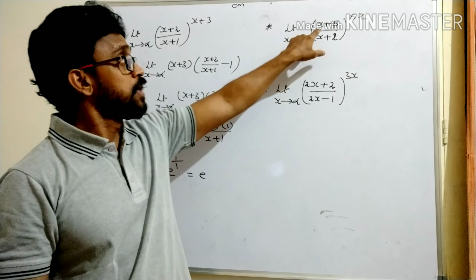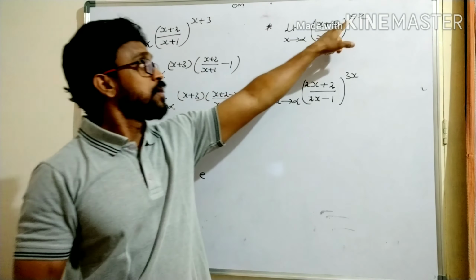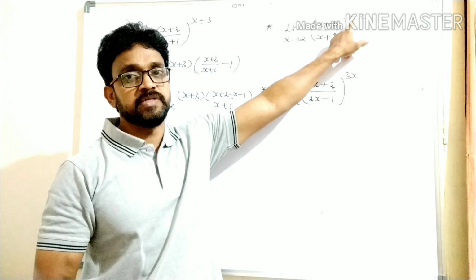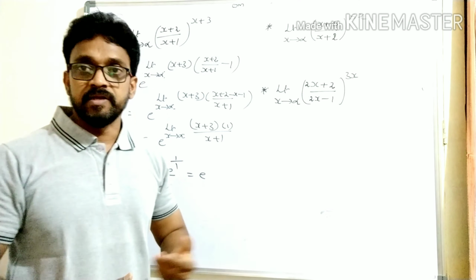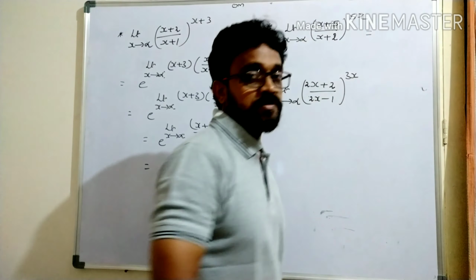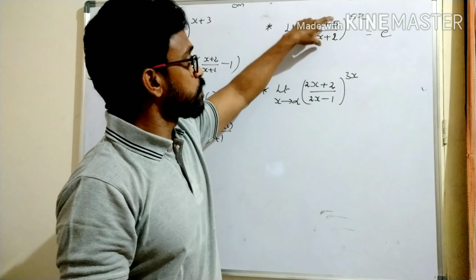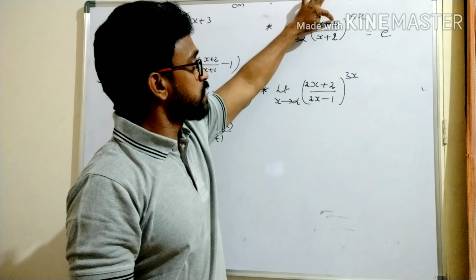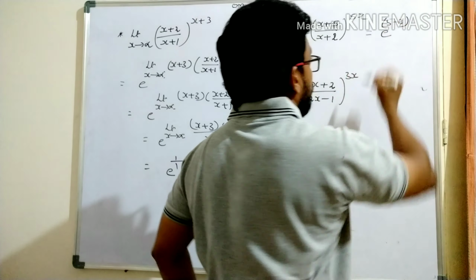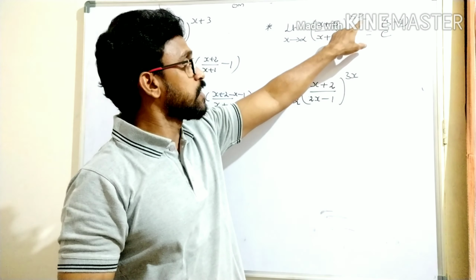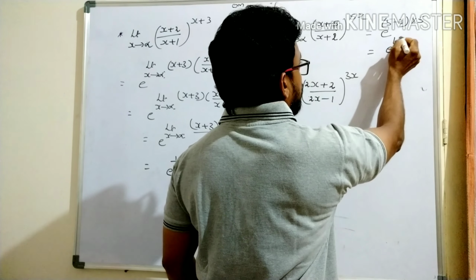Now one more question. Limit x tends to infinity of (x plus 5) by (x plus 2), whole power 5x. What is the difference here? The power is also linear, but its x coefficient is 5, whereas earlier it was 1. Of course, the same procedure applies. Now I will give the technique: directly write in a single step e power, just subtract. What is the constant from the numerator? 5. Here 2. So 5 minus 2. But the power is linear with x coefficient 5, so into 5. So finally e power 15 is our answer.